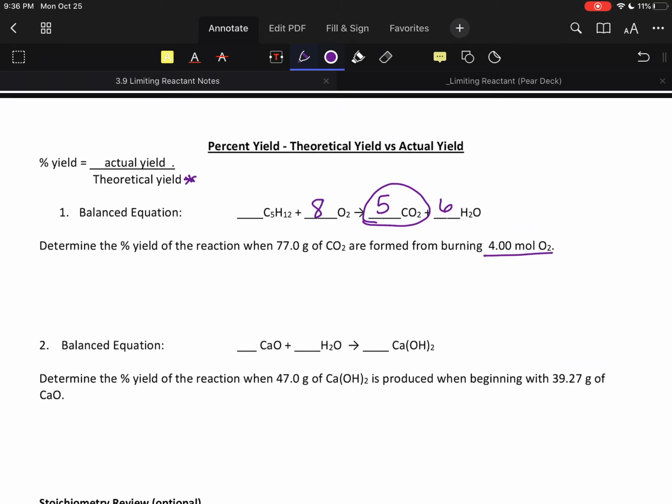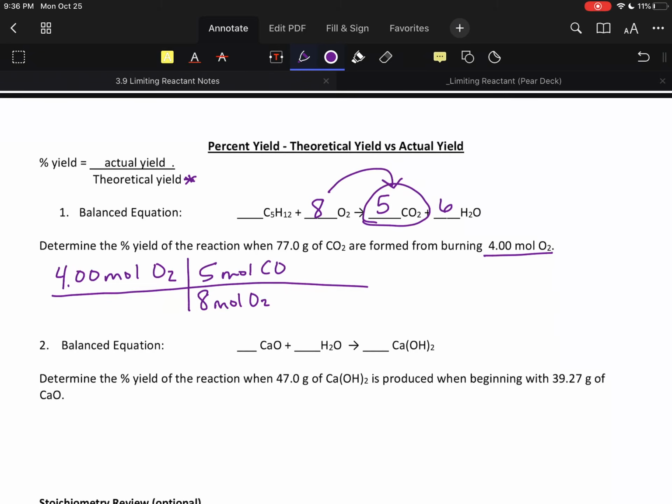How much should I have made? And then we're going to compare it to what I actually did. So I'm just going to write down what I'm given, right? And I'm going from oxygen to carbon dioxide. So for every 8 moles of O2, there's 5 moles of CO2.